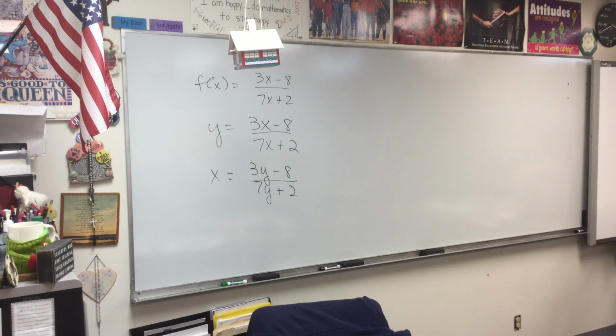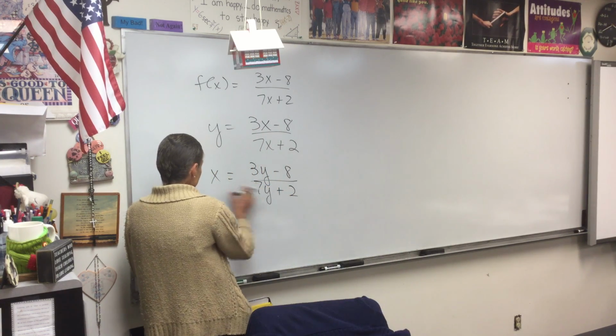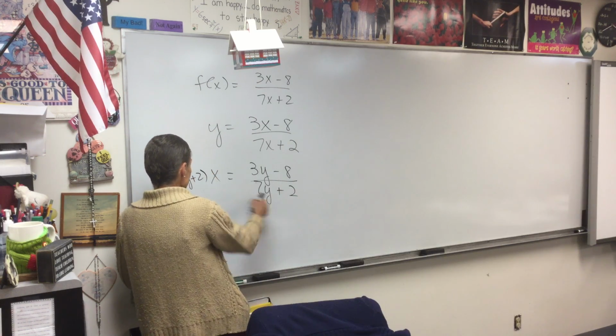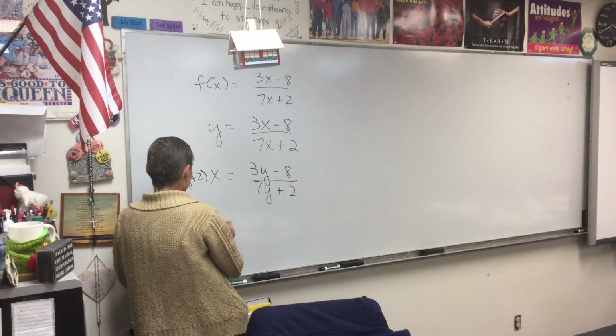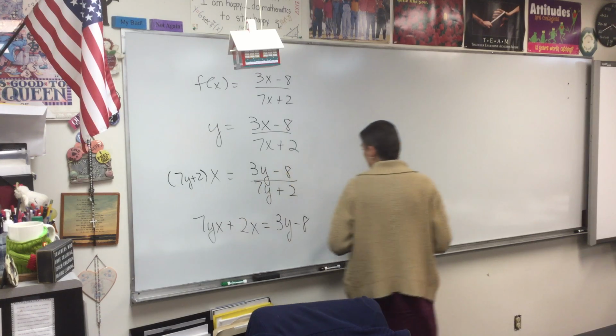All right, anybody remember what the next part is? What do I do? Okay, and this is the tricky part. I really need you to be paying attention here because I know what somebody's going to try to do. Somebody is going to say, okay, I got to solve for y, so I'm going to bring this over here, which is exactly what you want to do. You want to multiply this over to here. So you'll have 7yx plus 2x equal to 3y minus 8.